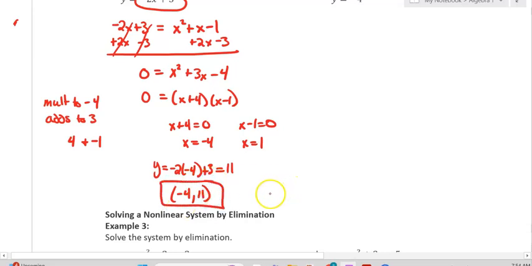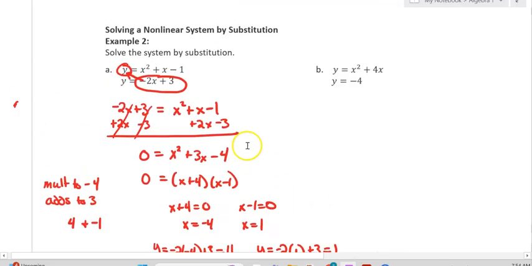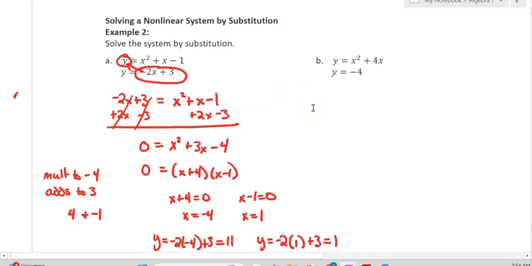so the point negative 4, 11 is the solution. Now do the same thing with this x equals 1. Plug it back into the equation negative 2x plus 3, plug in the 1, and so you end up with 1. So the point 1, 1 is the solution. So how I check to know if I need just x's or both an x and a y is I look at the original equation and see, does the original equation have x's or x's and y's?